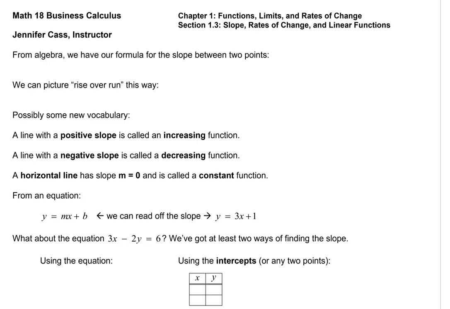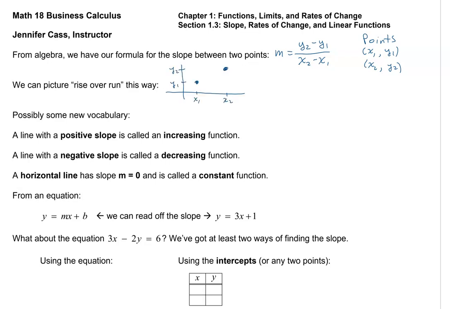Welcome to section 1.3, Slope, Rates of Change, and Linear Functions. From algebra, we have our formula for the slope between 2 points. m equals y2 minus y1 over x2 minus x1, where this is calculated between 2 points, x1, y1, and x2, y2. We can picture rise over run this way.